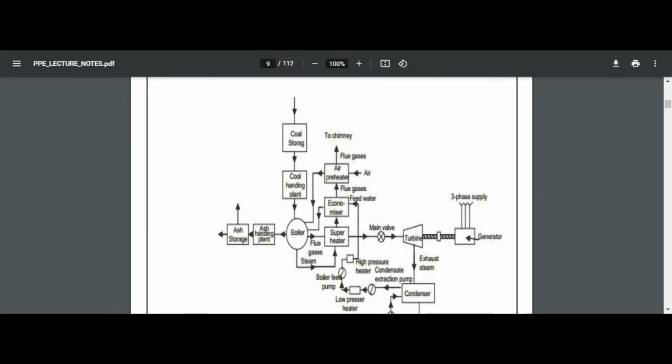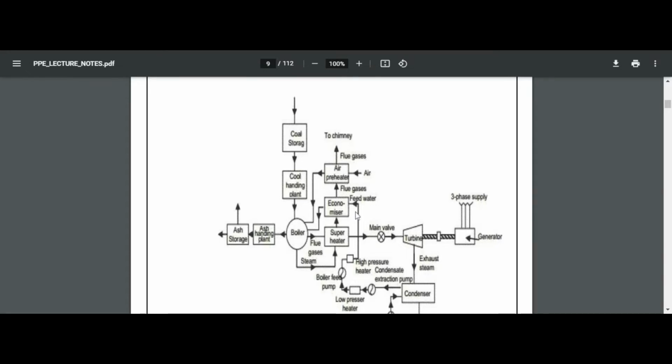Now, in the turbine, the kinetic energy of steam is converted into mechanical energy, and this turbine shaft is coupled to generator shaft, and in generator, the mechanical energy of the turbine is converted into electrical energy. Next, air preheater. The function of air preheater is to absorb heat from the atmosphere. The air preheater heats the atmospheric air and sends it to the boiler for smooth burning of coal and complete burning of coal in the boiler furnace.